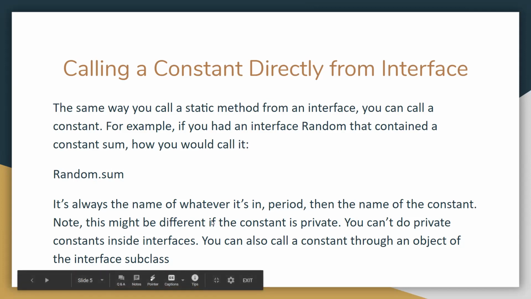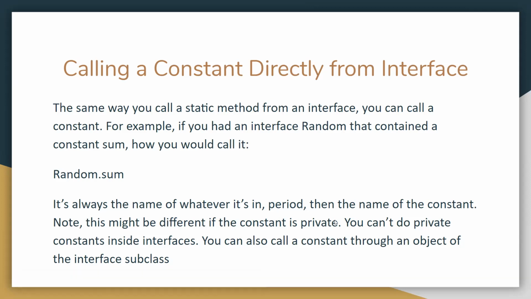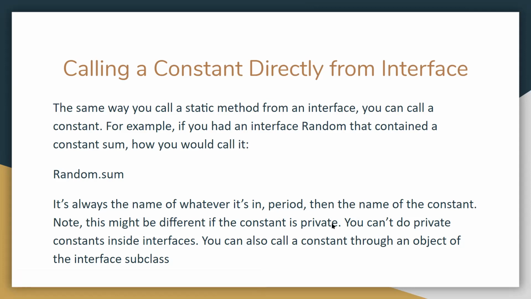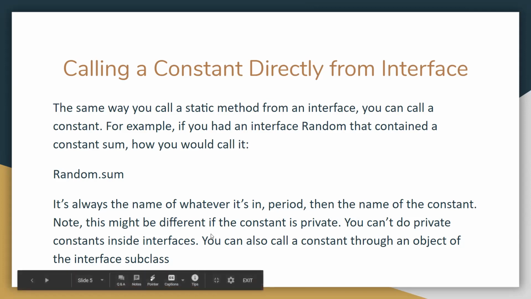Now, this might be different if the constant is private. It's possible to set it as private, and if it's private, it might work differently. You can't do private constants inside interfaces, I found out. So never do privates inside interfaces. I guess it's because generically it's already set as public, so you can't really change that. You could probably do private methods, but the point is, don't do private constants inside interfaces.